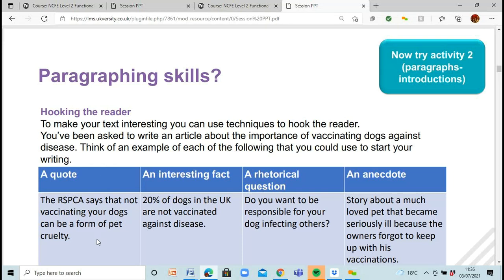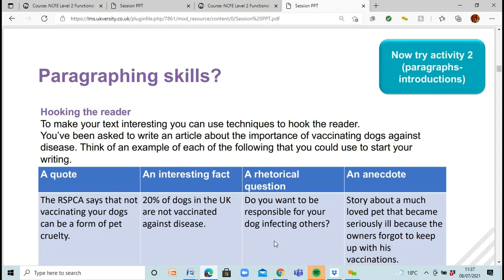So we start off with it saying the RSPCA says that not vaccinating your dogs can be a form of pet cruelty. So you're like, oh, it's a quote, and also it's getting your emotions involved, because you don't want to be cruel to your pet if you have one. Then you get a fact. So 20% of dogs in the UK are not vaccinated against disease. And you're like, oh, I didn't know that.